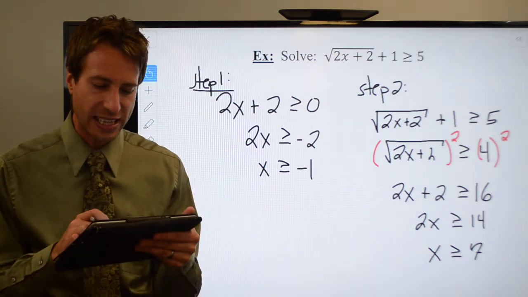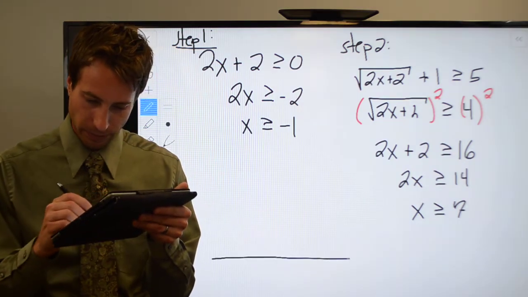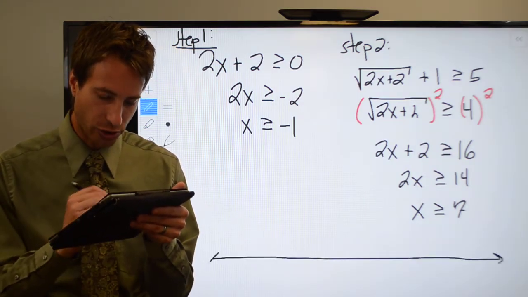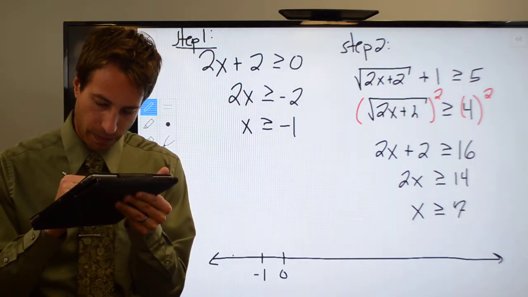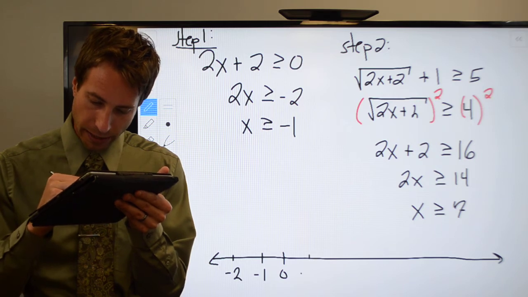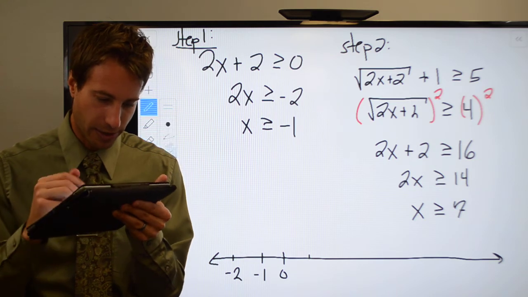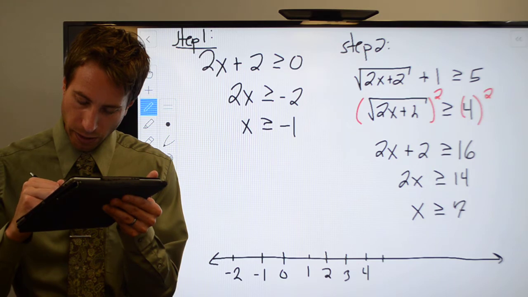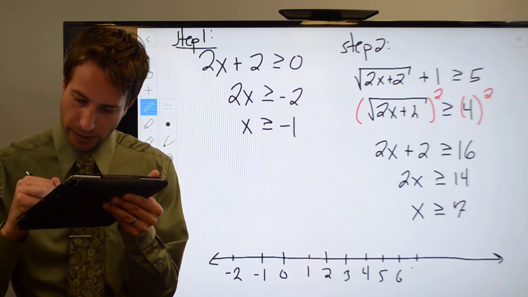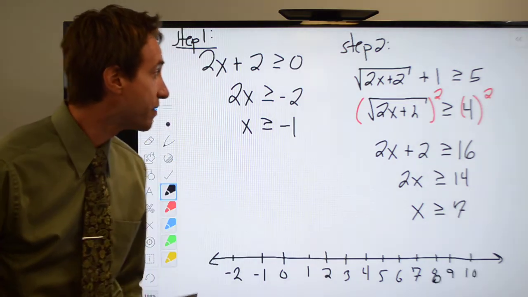All right, let's go ahead and take a look at the number line and find out what's going on here. This one is actually really interesting. There's my 0, negative 1, negative 2, negative 3. Nope, what on earth am I doing? Sorry about that. That's going to be 1, 2, 3, 4, 5, 6, 7, 8, 9, 10. That's far enough.